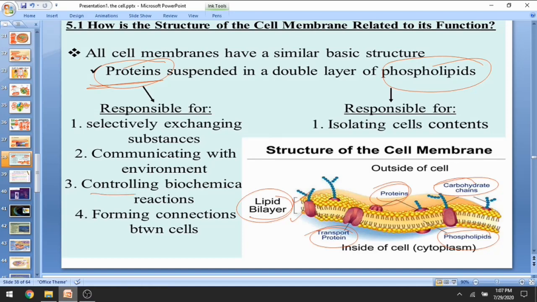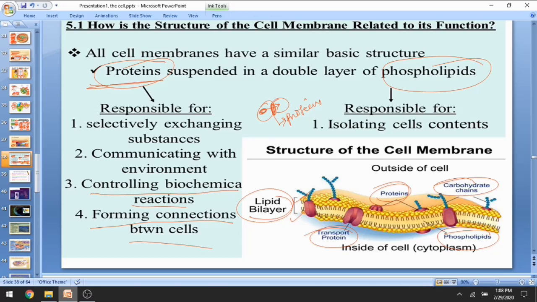It also helps in controlling biochemical reactions. It helps in forming connections between cells. Cell to cell connection takes place. For example, two cells are attached to each other. Now one cell produces protein, and it has to be transported to the other cell. So this particular cell membrane protein first of all tests the protein to be transferred to the next cell, helping in cell to cell connection and communicating with each other.